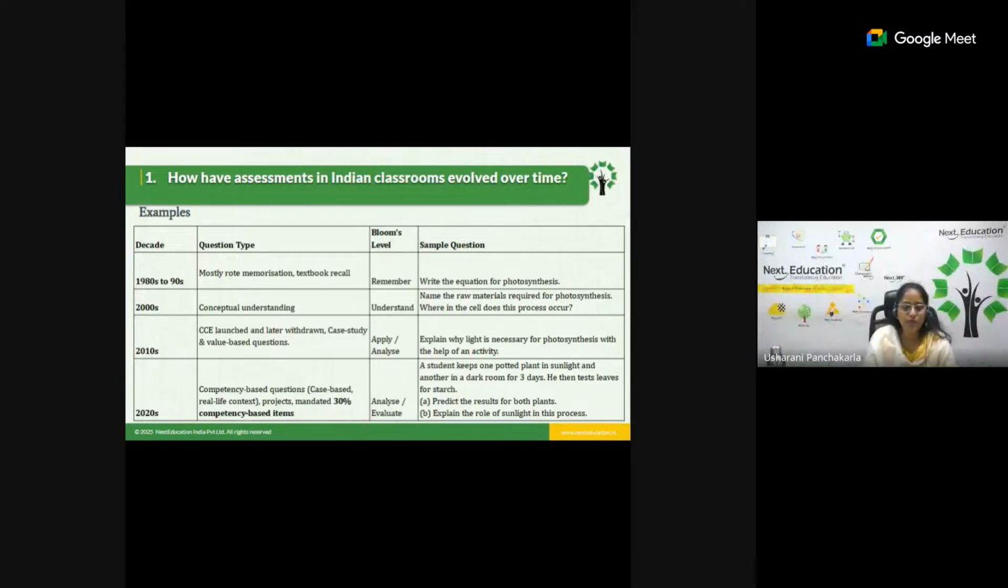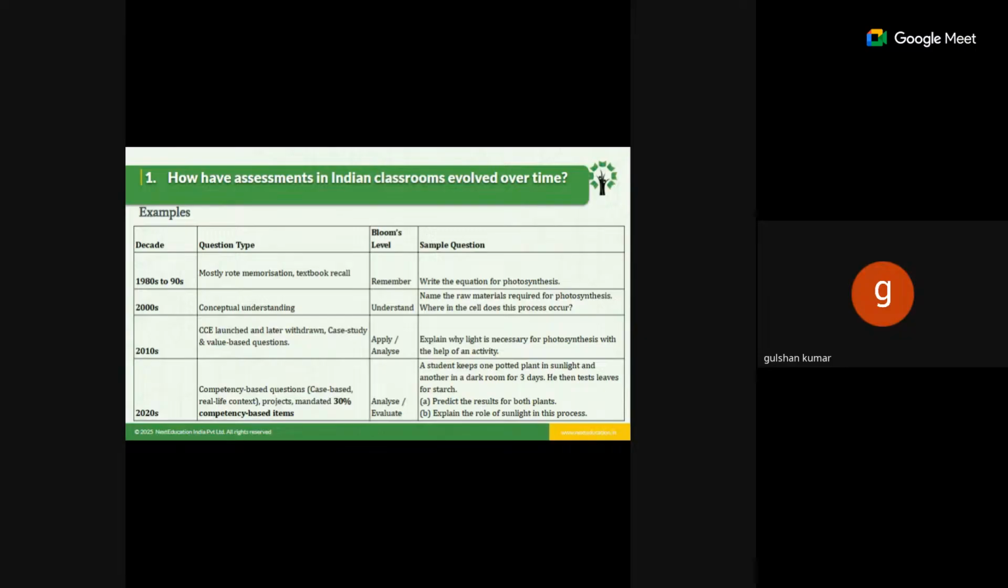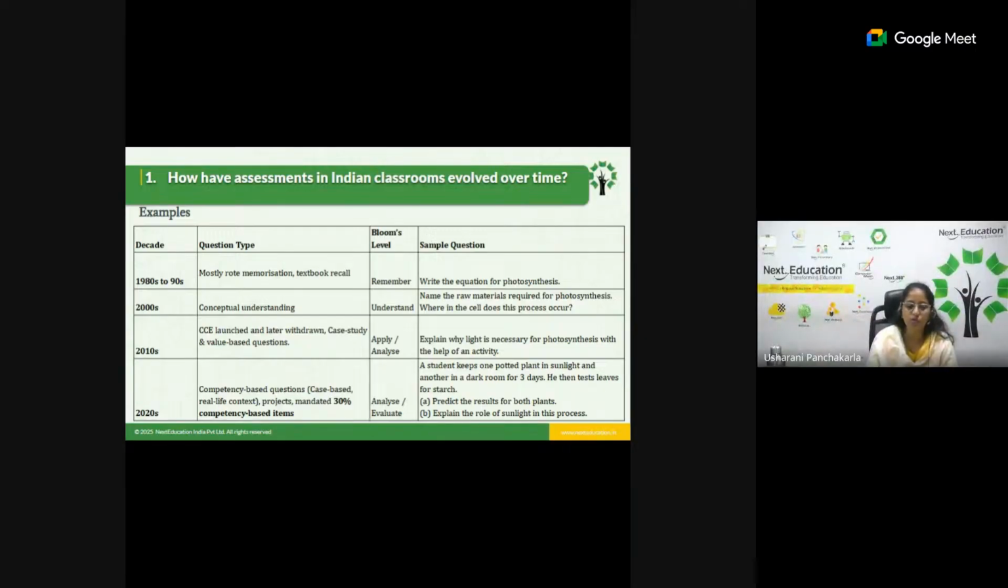Right. Now coming to 2010 is where CCE was launched. So anyone can tell what is CCE? Continuous and Comprehensive Evaluation. Yes. So this was launched in 2010, implemented till 2016-17, and later it was withdrawn. It mainly includes case study questions and value-based questions, which under Bloom's taxonomy cover apply and analysis. And this is one sort of question from the board paper.